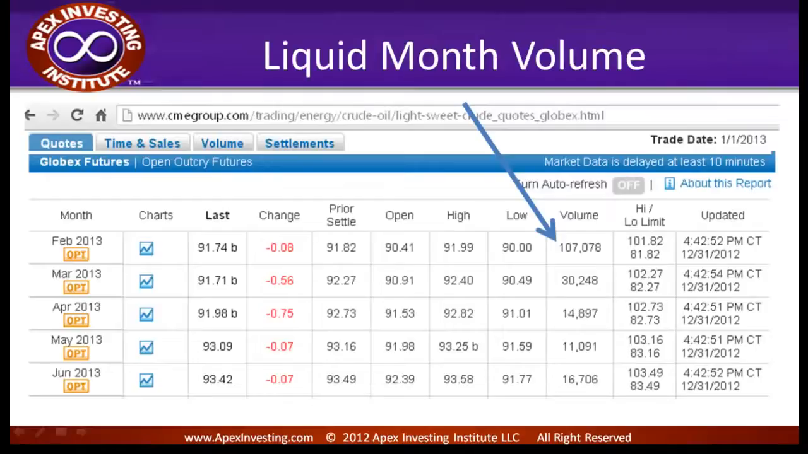The most liquid contract will have the most trading volume on it. And you can look on the CME's website in the quotes section and see what contract currently has the highest trading volume. In this instance, you can see that the February 2013 contract had over 107,000 contracts traded, much higher than any other month. Therefore, it is the most liquid contract trading month and is considered the active contract.